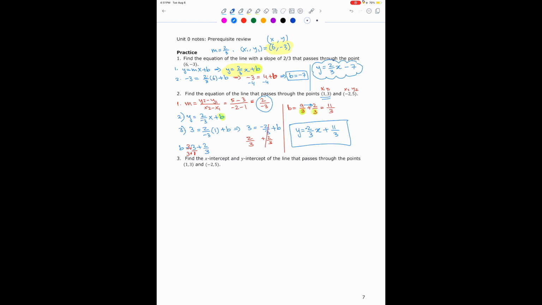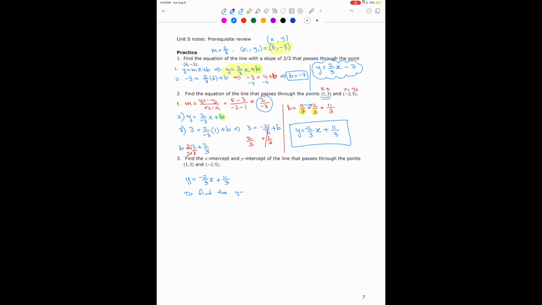Now, for question number 3, find the x-intercept and the y-intercept of the line that passes through the points (1, 3) and (-2, 5). So the first step is to find the equation of the line. That's exactly the previous question, by the way. We already did that in step number 2. If you notice, we have the same points exactly, so there is no point in doing the work one more time.